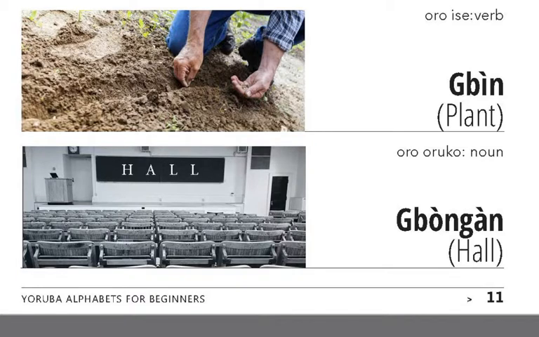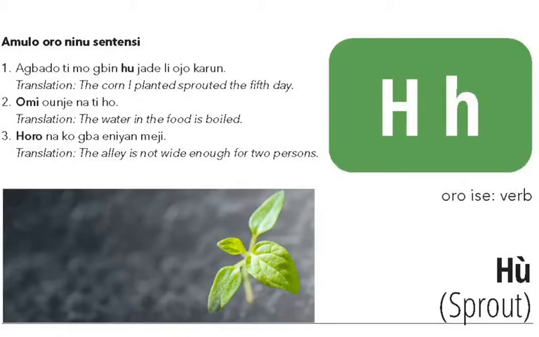Hall. The next alphabet is He. Now this one, you pronounce it as if you want to pronounce a name like Hillary. He. Hillary. He. Who. Example of what you can make from that is, one is who. Sprout, or germinate. Who.